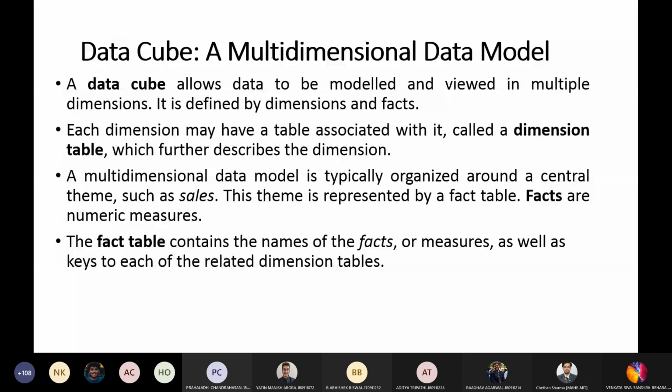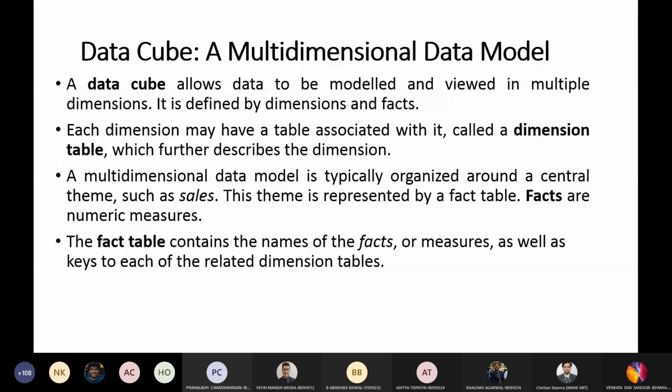So each dimension may have one table associated with it. This table is called your dimension table, which further describes your dimension. So for example, a dimension table for your item may contain a few attributes such as your item name, brand, type, etc. Those dimension tables are usually used by your users or experts based on how the data is distributed.